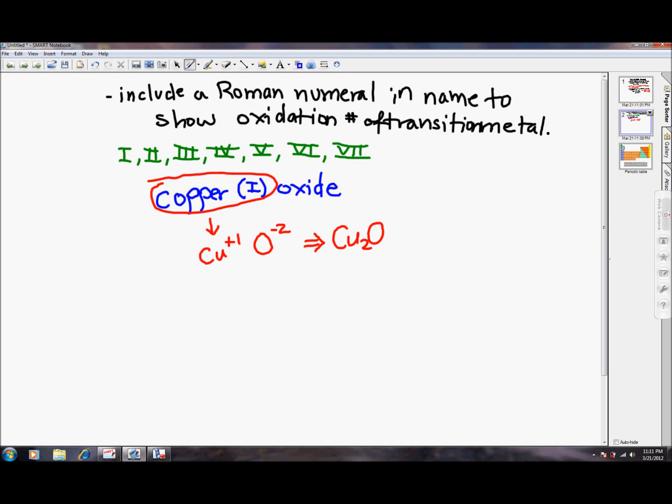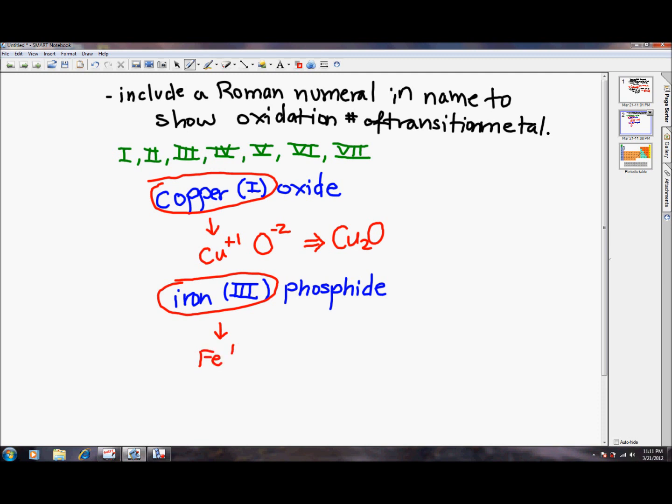Okay, let's look at another example. Iron, okay, so how do we write the formula for iron 3 phosphide? Well, don't forget that this piece right here means Fe plus 3. Okay, phosphide, this would be the ion for phosphorus. So that would be P, and phosphorus has an oxidation number of -3. Now, as we learned when we talked about simple ionic compounds, they're still going to add up to 0. They're still ionic compounds, so they still obey all of the regular rules. So +3 and -3, those will add up to 0, so I only need one Fe and one P.